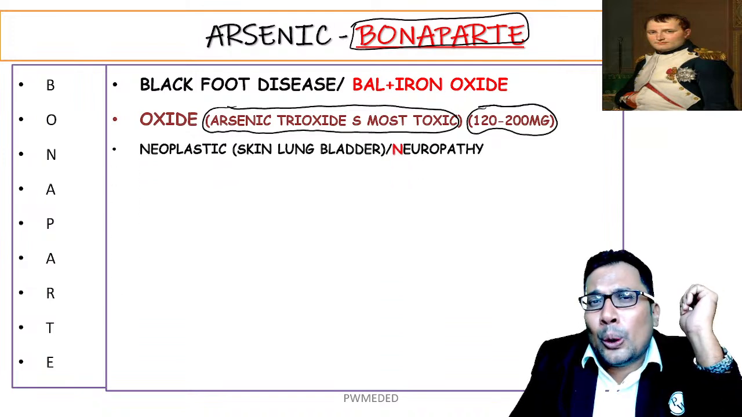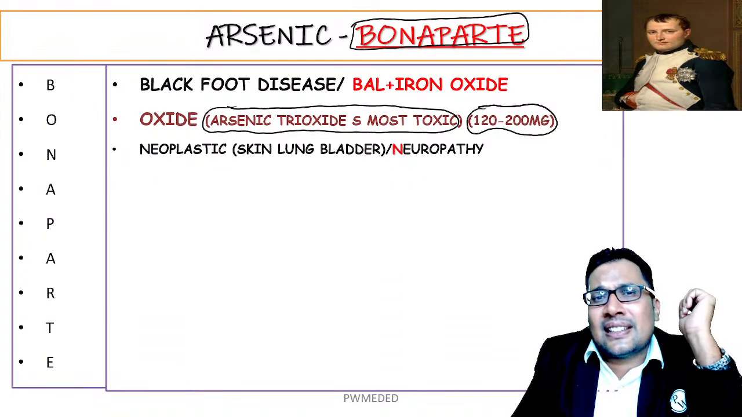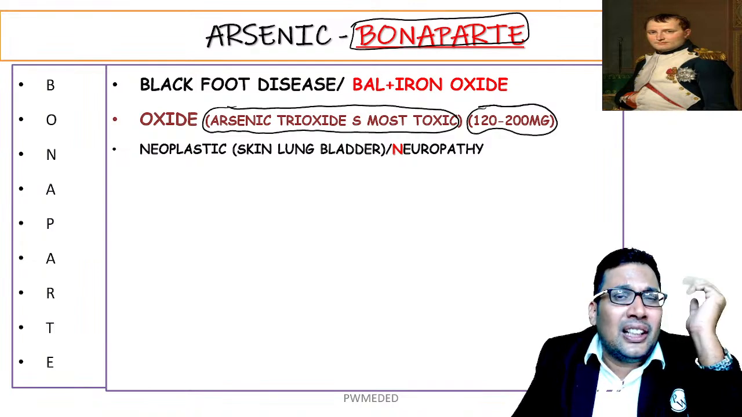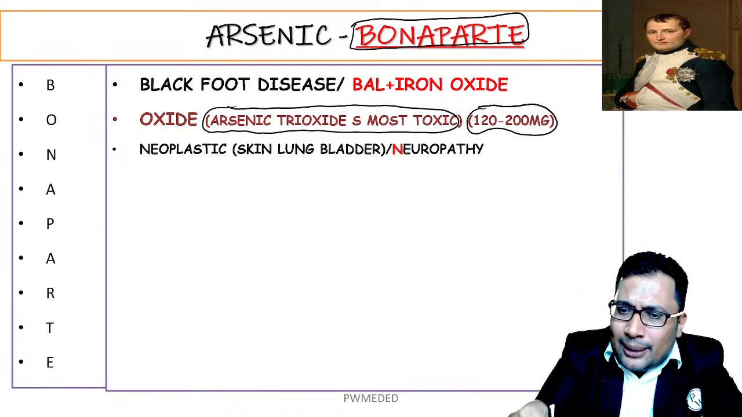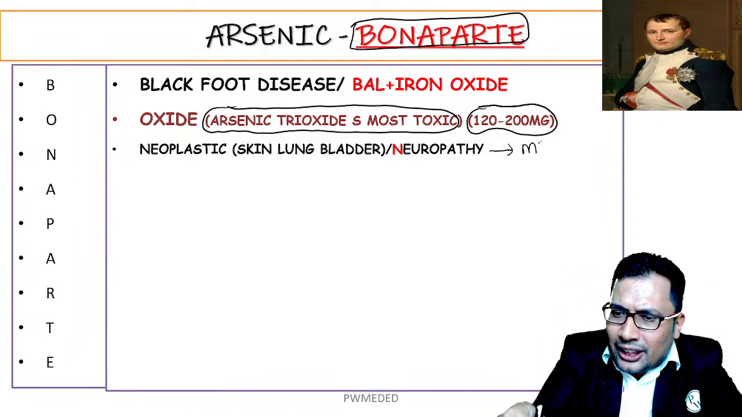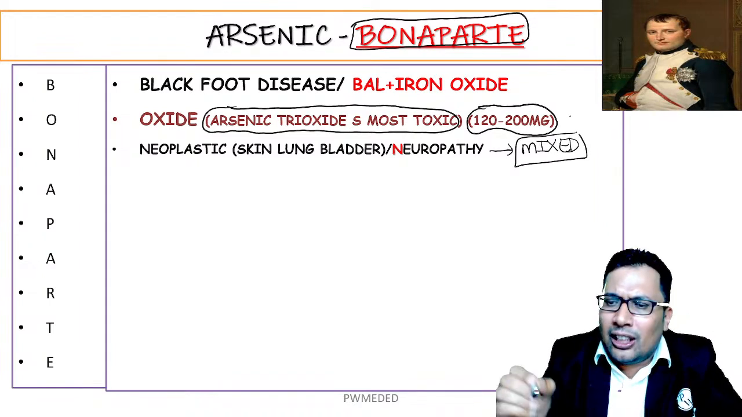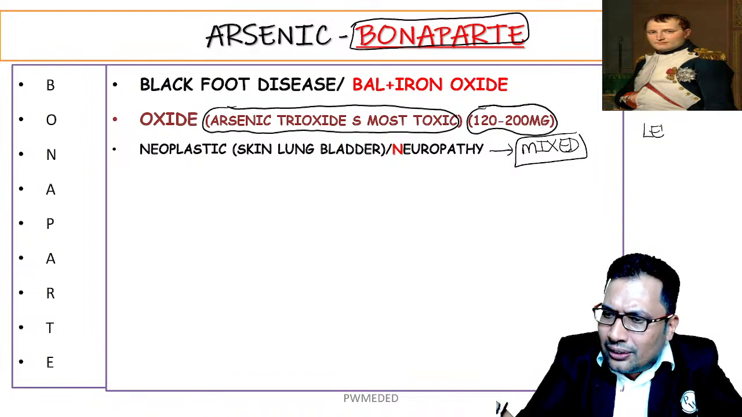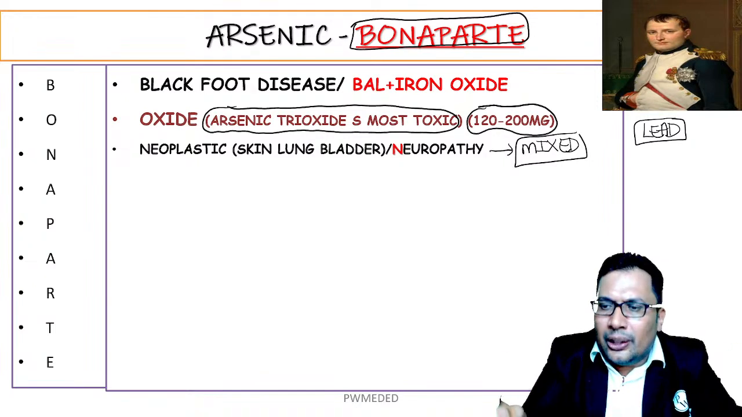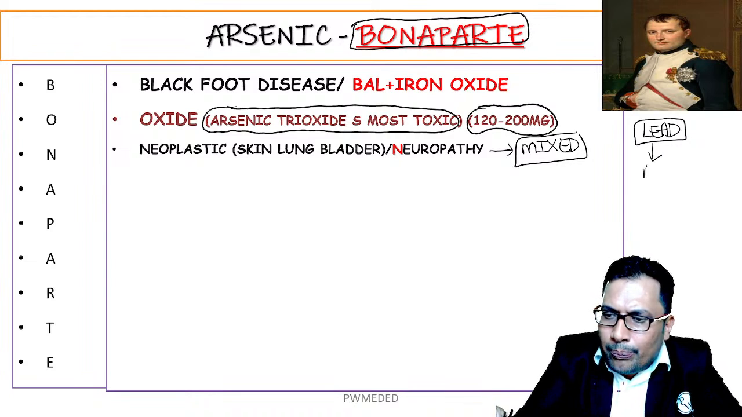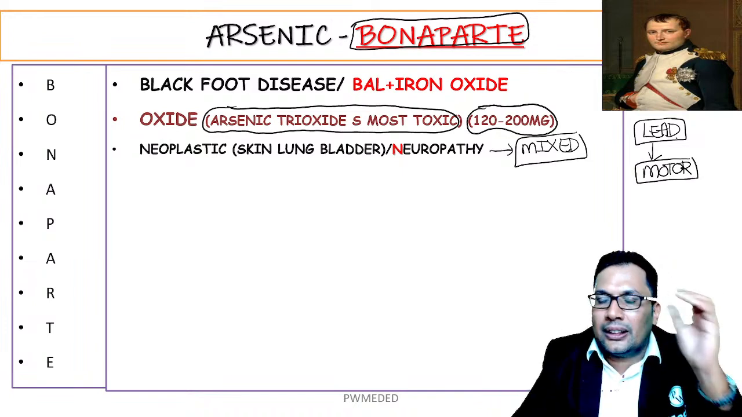N for neoplasia. Arsenic is a well-known neoplastic agent. It causes bladder cancer, skin cancer, lung cancer. It causes neuropathy. This is also asked in the exam. Remember, the neuropathy is a mixed neuropathy. Can anyone guess what neuropathy is caused by lead? Your answer should be pure motor neuropathy. Yes.